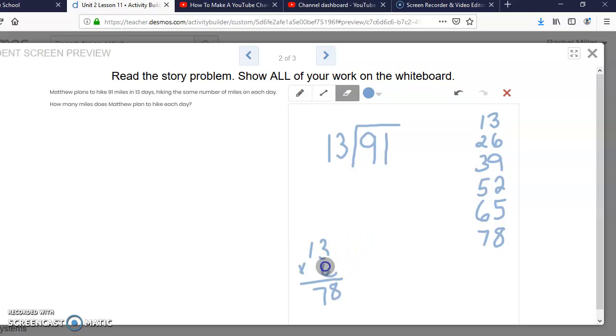Okay. Let's do 13 times 7. 1, 2, 3, 4, 5, 6. Yep. 13 times 7. 7 times 3 is 21. Carry my 2. 7 times 1 is 7, plus my 2 is 9. Oh, looky there, it is 91. Okay, now let me clean this up a little bit.